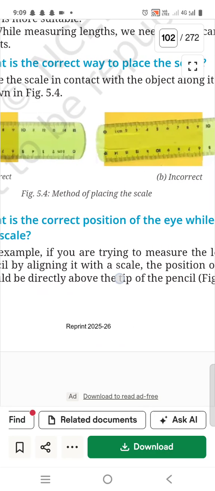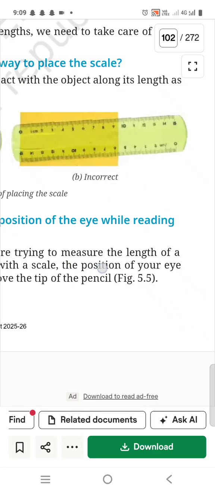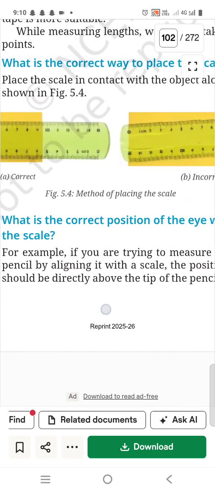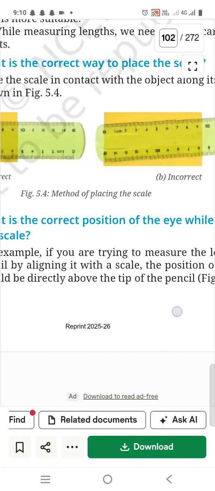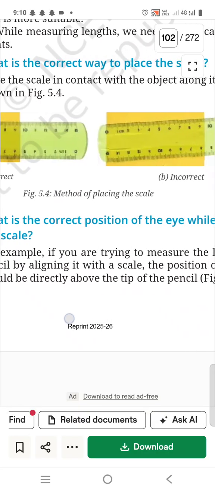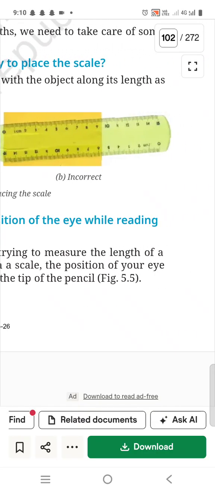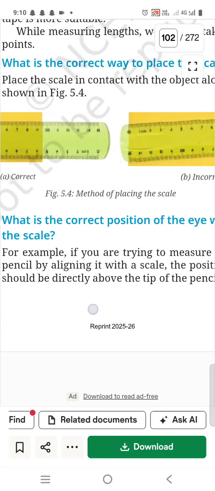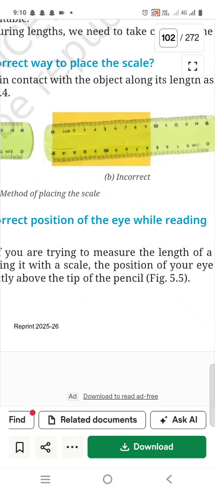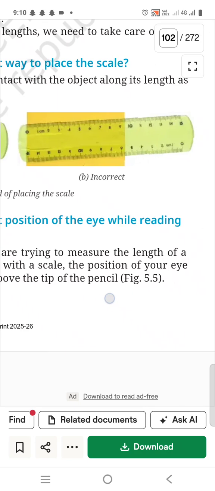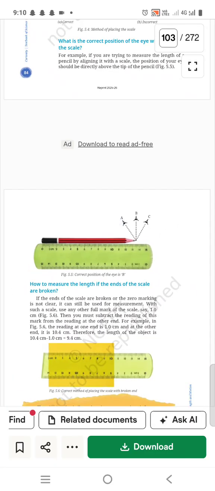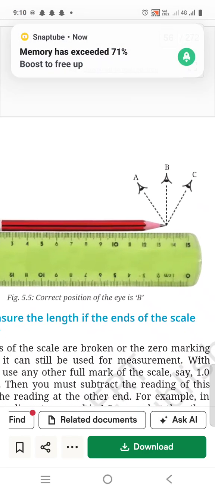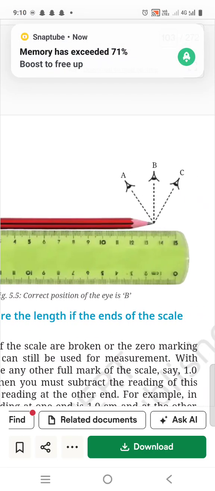What is the correct position of the eye while reading the scale? For example, if you are trying to measure the length of a pencil with a scale, the position of your eye should be directly above the tip of the pencil, Figure 5.5. You can see the correct position of the eye is B. Here there are pencil positions A, B, C.